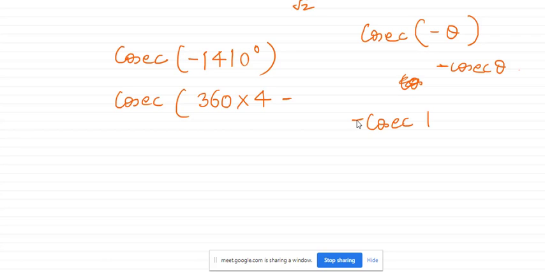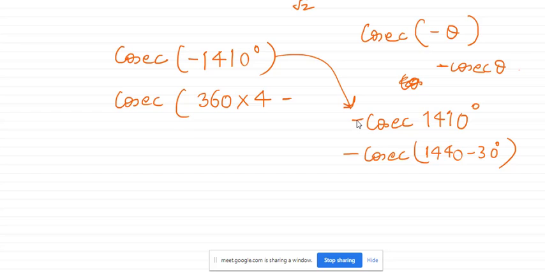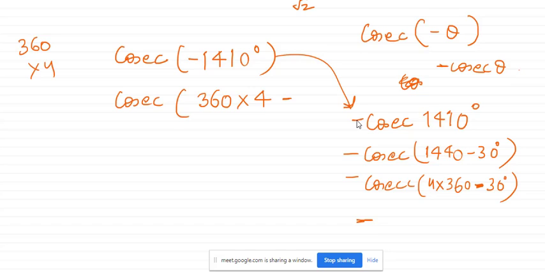I'll just explain both methods. First you can write this thing as this, and now you can break it, like Anubhav is saying, as 1440 minus 30 degrees. And 1440 is 360 into 4. So it will go in which quadrant? First quadrant. Minus 30 is fourth quadrant. Since you have minus here, it will go in the fourth quadrant. So you already have minus, and for cosec you have negative, right? So it will become positive.